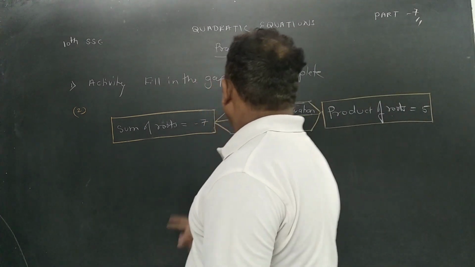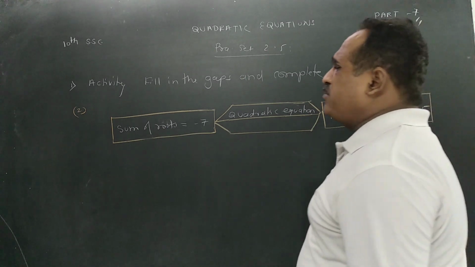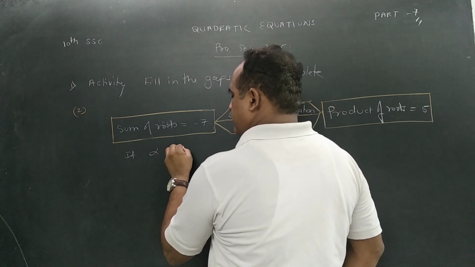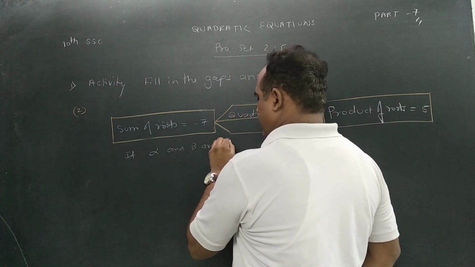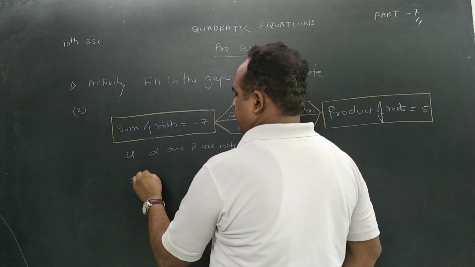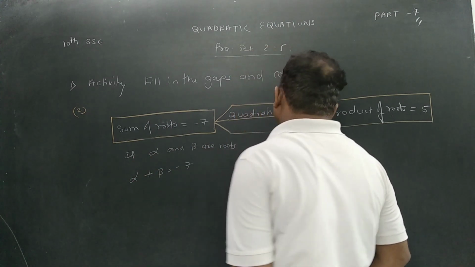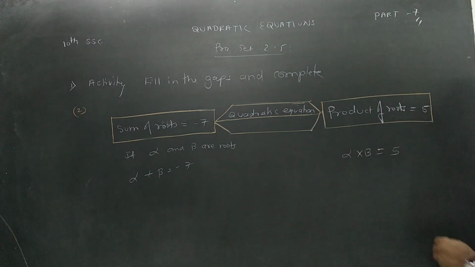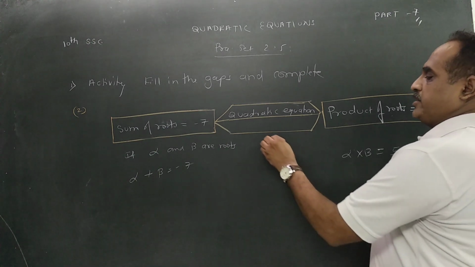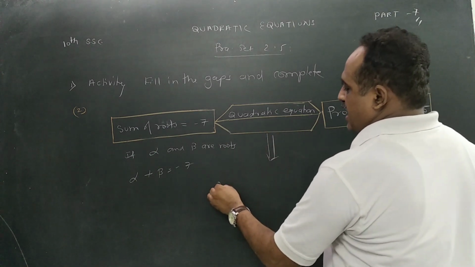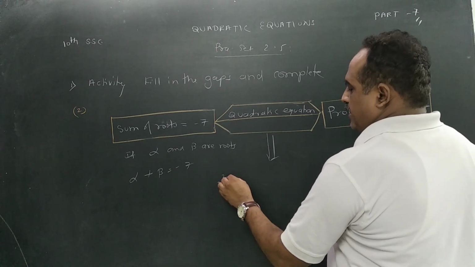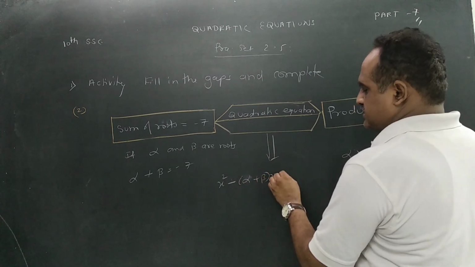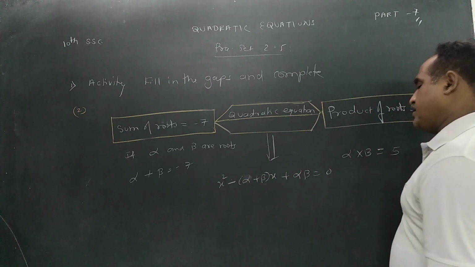Sum of the roots, quadratic equation and product of the roots. So the sum of the roots, if alpha and beta are roots, alpha plus beta is equal to minus 7. Product of the roots, alpha into beta is equal to 5. And to form a quadratic equation, when the sum and product of the roots are given, we have the formula x square minus (alpha plus beta) x plus alpha into beta is equal to 0. This formula I want to apply.